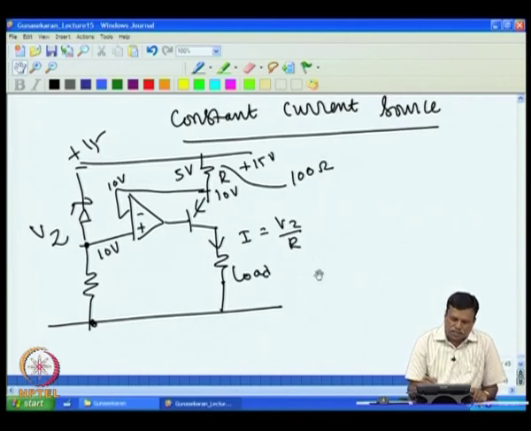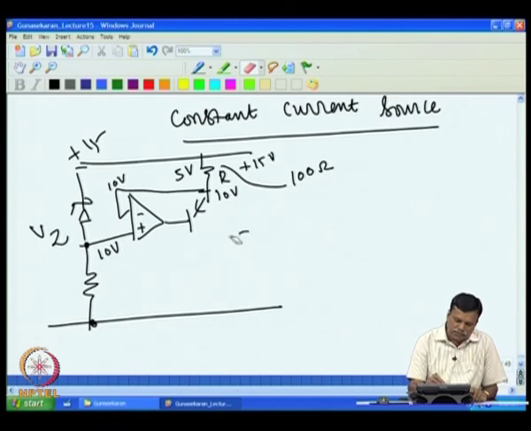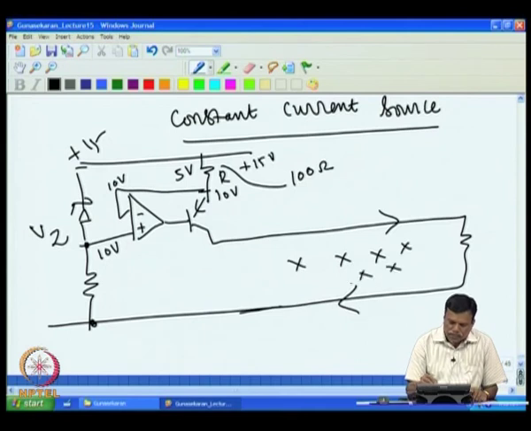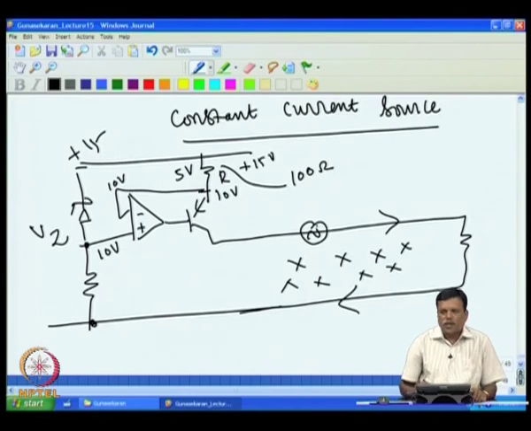Now if I use this as a current transmitter, then what happens? For example, I do not put the load here, I connect this to a long distance and then put the load there and connect it back. Now the current is flowing like this. Now if there is a change in magnetic field in this loop, that will induce a voltage in this loop.